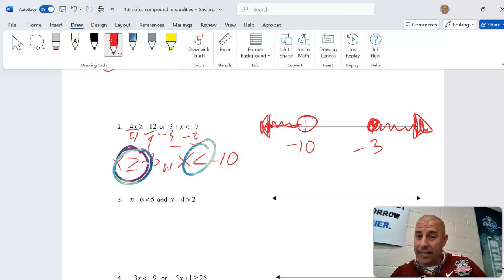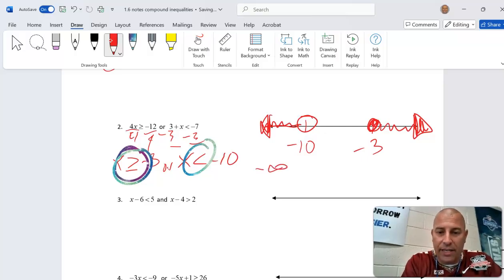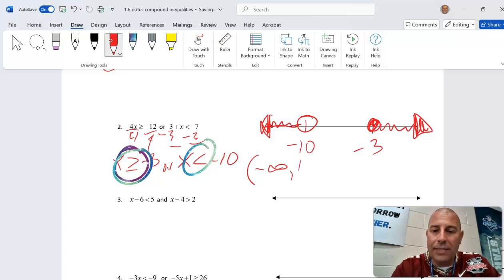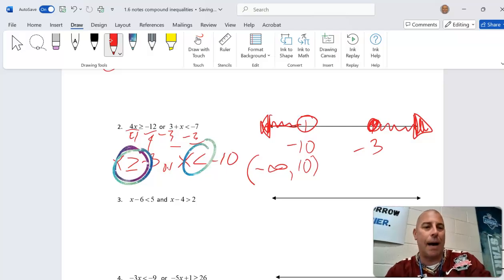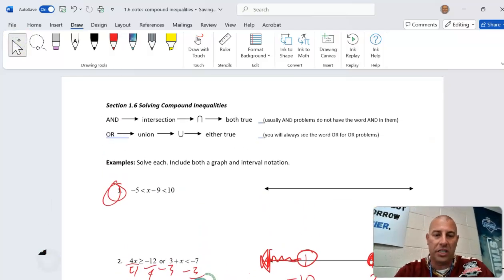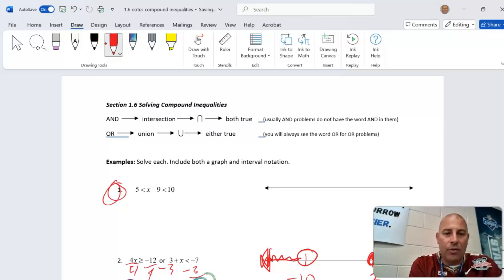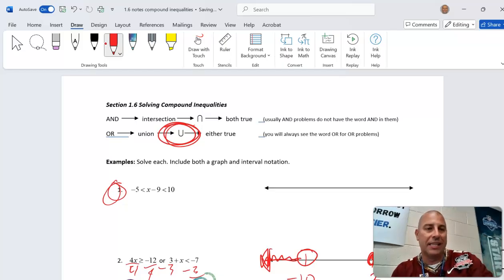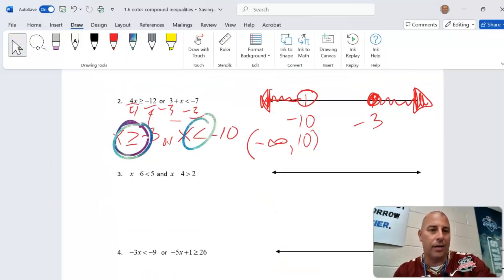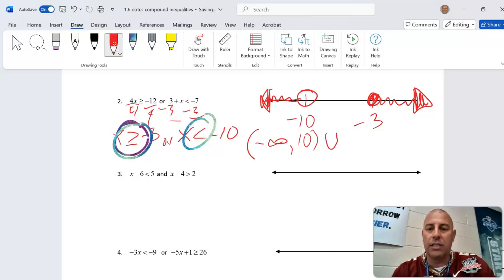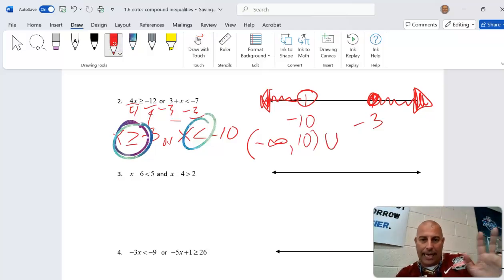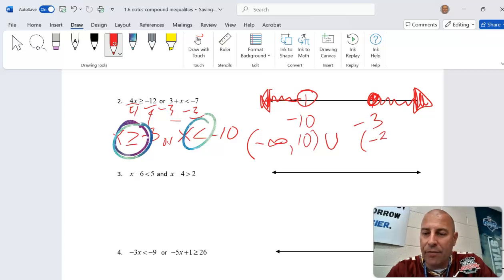Because of this, when I write out my interval notation, I'm going to start with the smallest number. So that's going to go from -infinity, which gets the parentheses, up to -10, and it's an open circle, so you're going to get parentheses. With an or statement, we're going to use the union symbol. So let's come back down and put in our union symbol. Mathematically it means it can be from -infinity to -10, or, and now we're going to go ahead, -3.